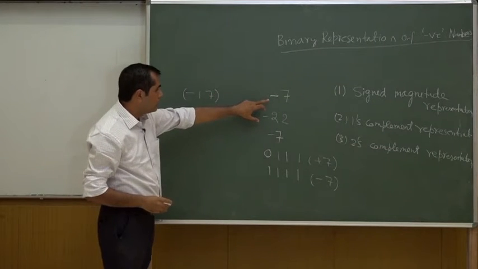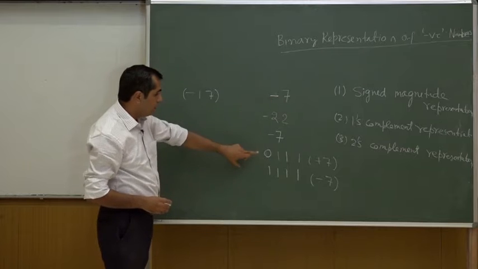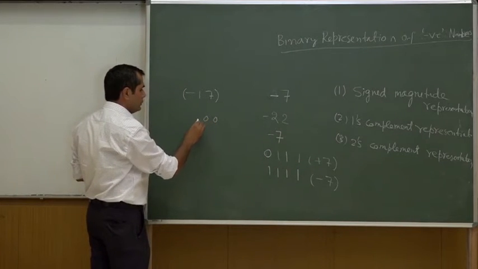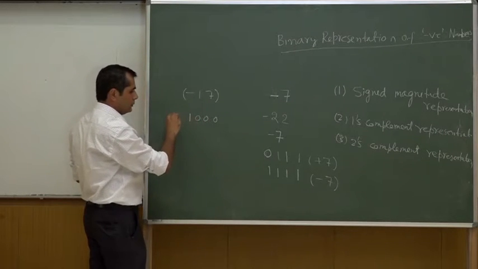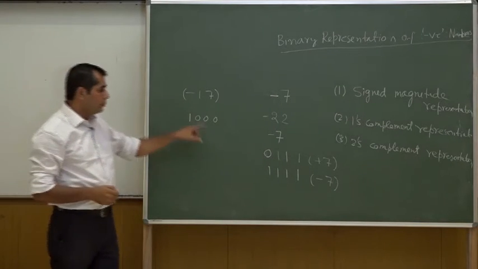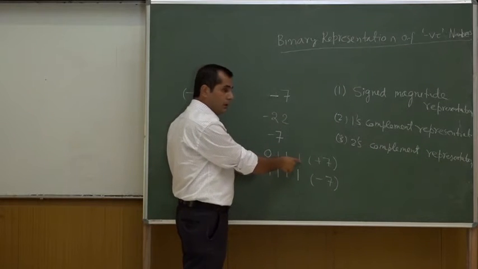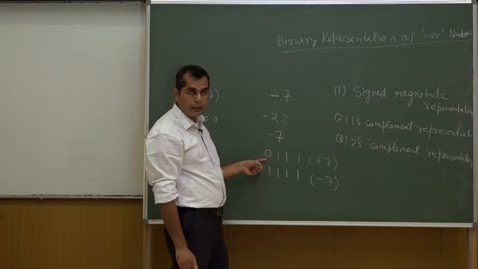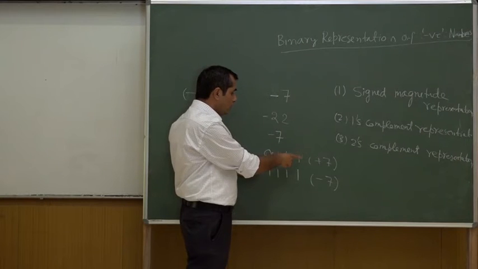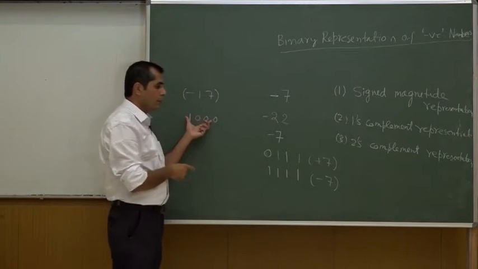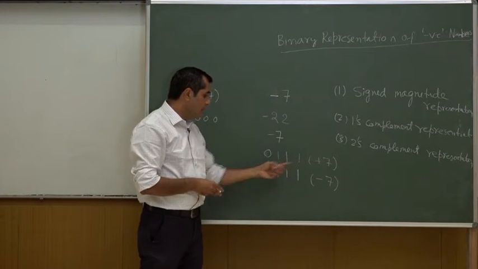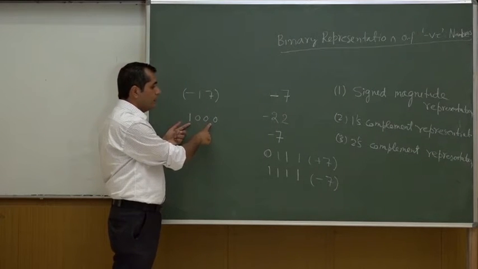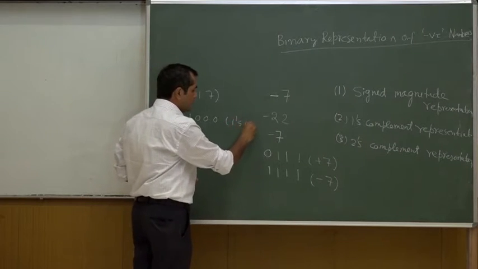So, for minus 7, if I go for one's complement representation, it will simply be the complement of this binary representation. The binary representation for plus 7 is 0, 1, 1, 1. When you take its one's complement, that becomes a negative number, that refers to minus 7. So, what you have to do? You have to simply take the one's complement of that number, and that will give you the equivalent negative number. So, for plus 7, 0, 1, 1, 1; 1, 1, 1, 1 is minus 7 in sign magnitude, but 1, 0, 0, 0 refers to minus 7 in one's complement representation.